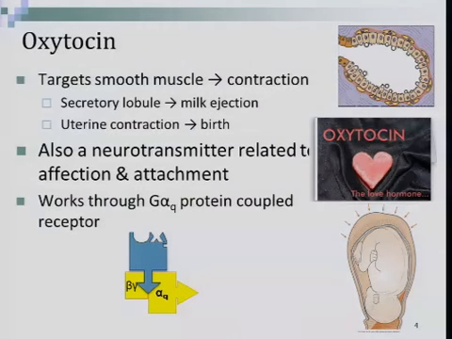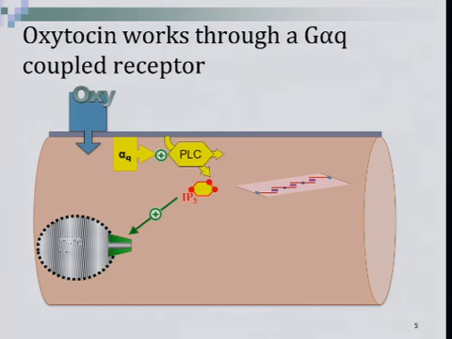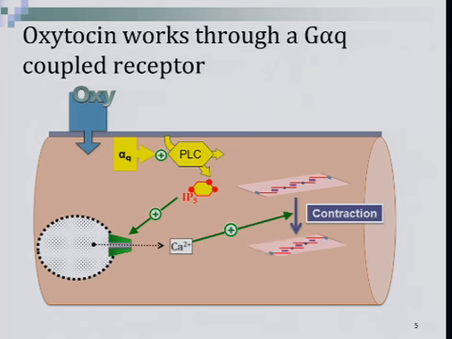It works through a G-alpha Q, like you'd expect a hormone, having to do with attachment and affection. Actually, you wouldn't expect that. Anyway, it works through a G protein coupled receptor coupled to G-alpha Q. That activates phospholipase C beta, causes release of intracellular calcium stores. And those of you who know much about muscle will know that calcium leads to contraction of muscles, which is somebody else's unit.